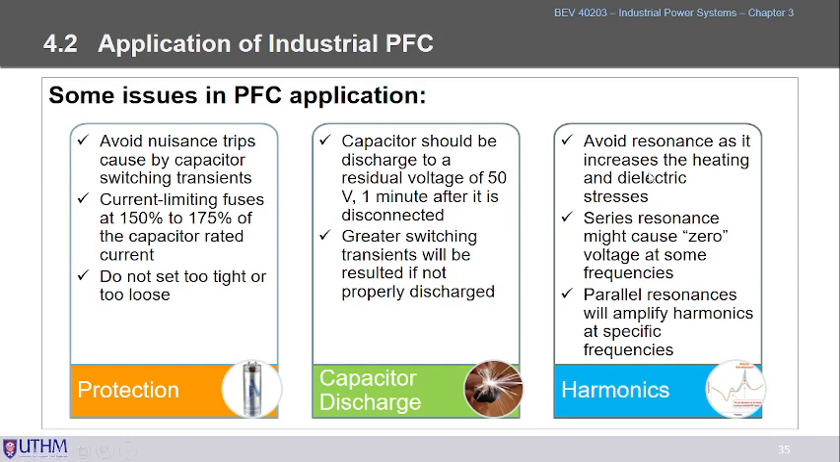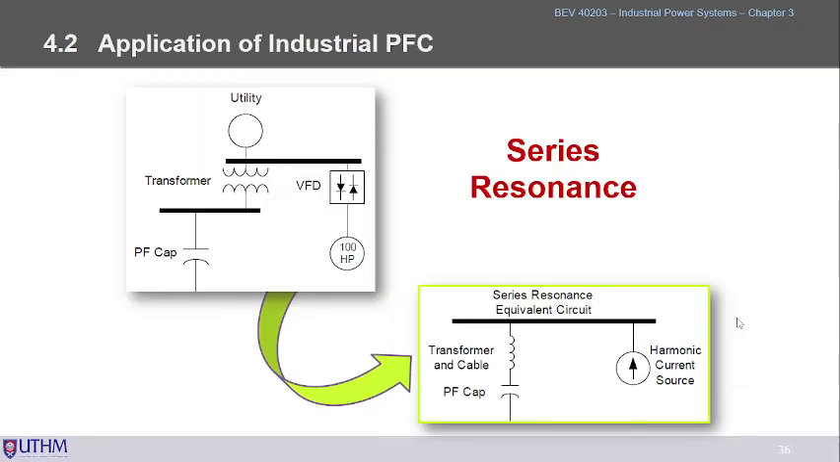And in terms of harmonics, of course, we need to avoid resonance, because when we have the power capacitor bank, and in our system we have the impedance. The impedance consists of X, the reactance, and when the reactance in the system combines with the capacitance from the power factor corrector, then it might have resonance. We try to avoid resonance, either series or parallel resonance. It's very dangerous.